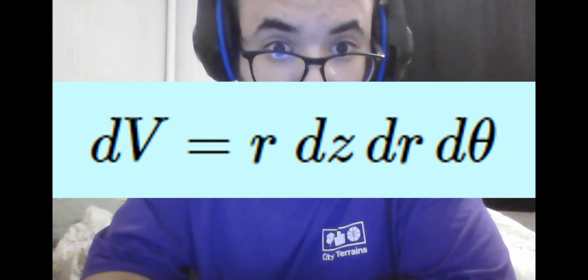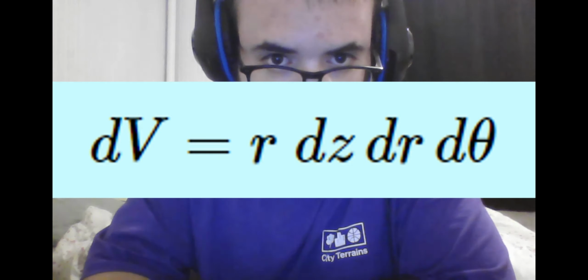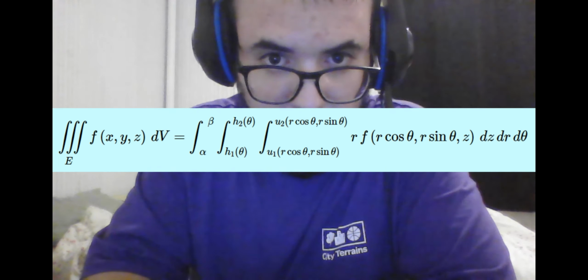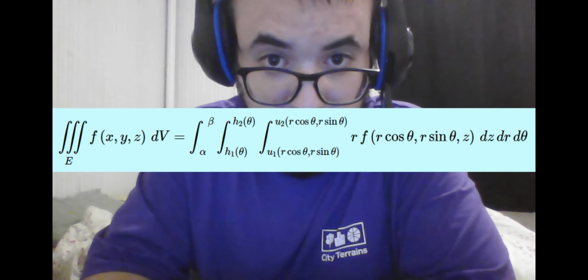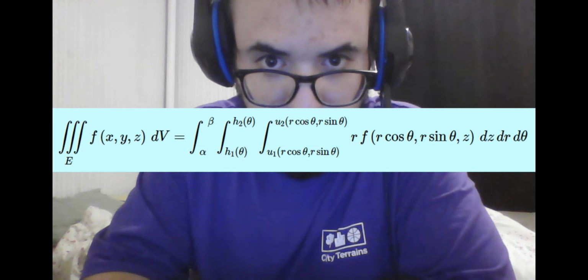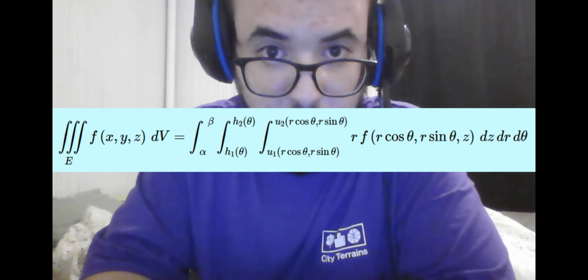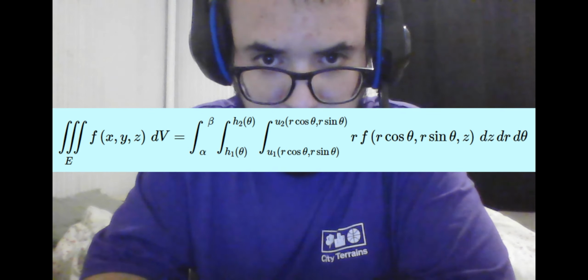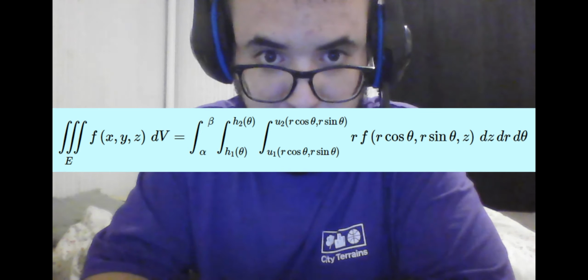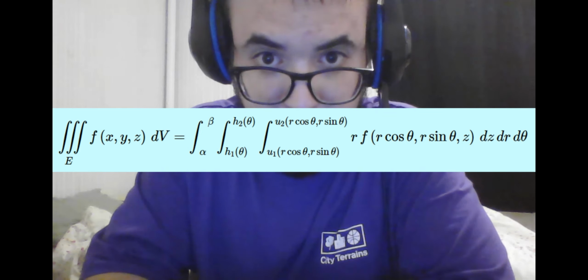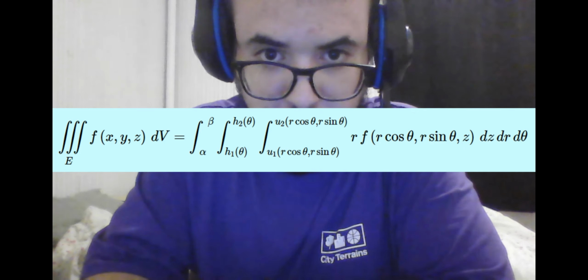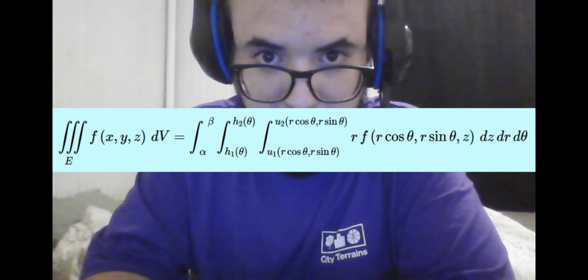This means we are now integrating at the exact limits of u1 (r cosine angle, comma, r sine angle) to u2 (r cosine of angle, comma, r sine angle), and that is for the height of the cylindrical coordinates. For the radius, we would have the same as the radius of polar coordinates, and likewise for the angle, we would have the same angle from polar coordinates in 2D, namely from alpha to beta.